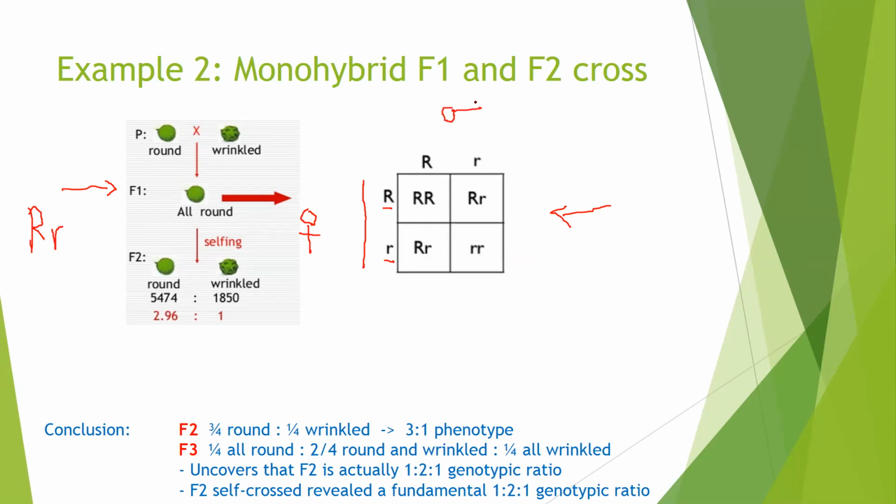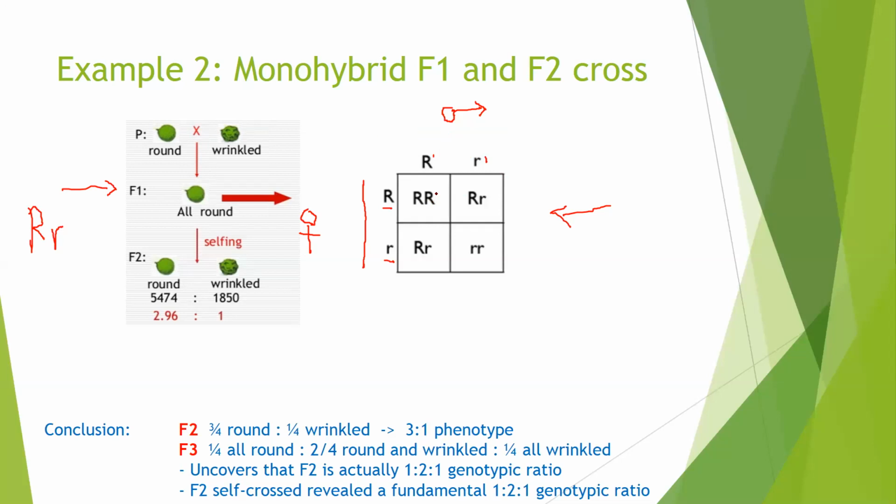Let's say a male parent here. For this parent, let's look at the x-axis here. The male parents can also produce two types of gametes. One is the big R, the other one is the lowercase r, with the same chance, half and half, right? Okay. Now let's see what kind of genotypes a progeny can have from this cross.